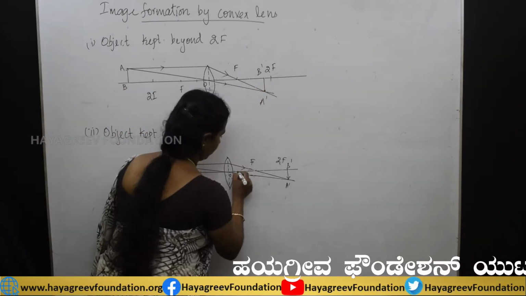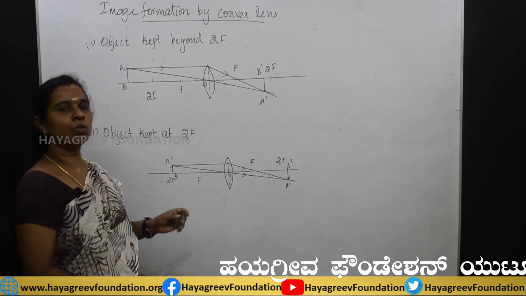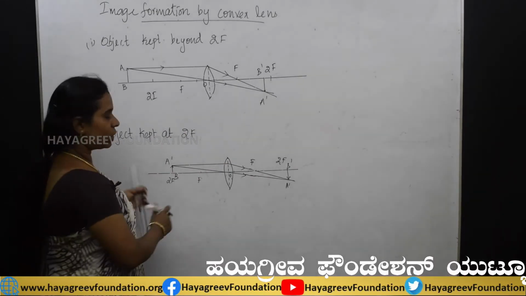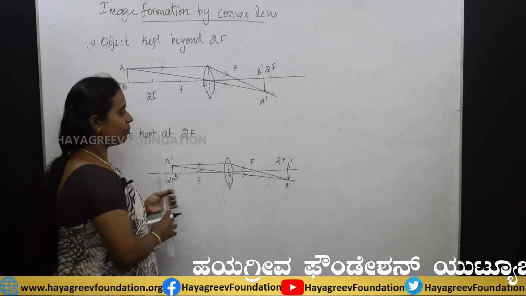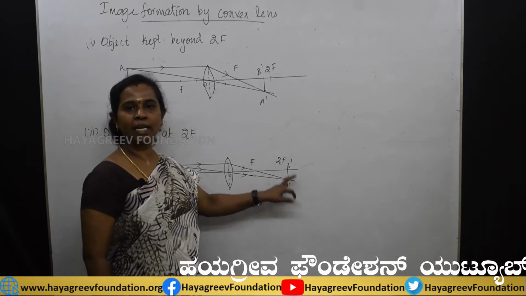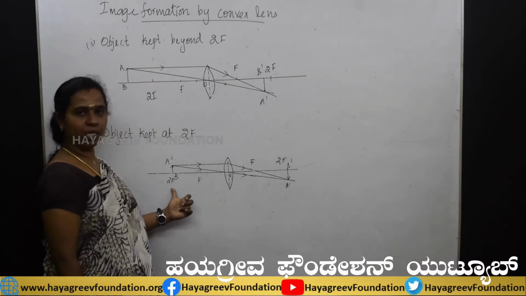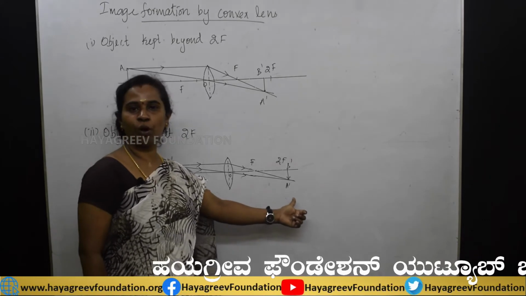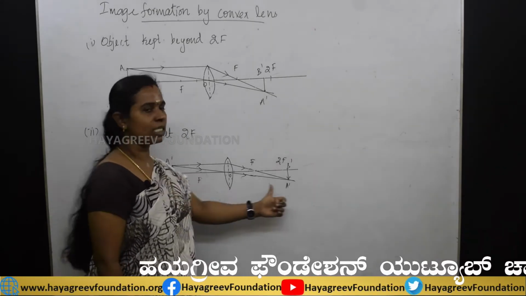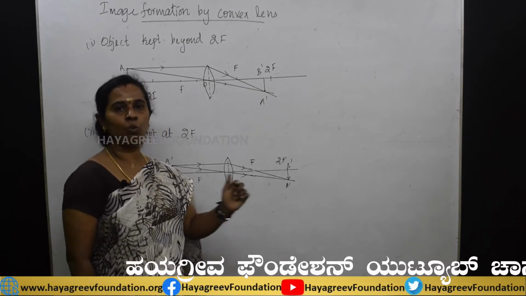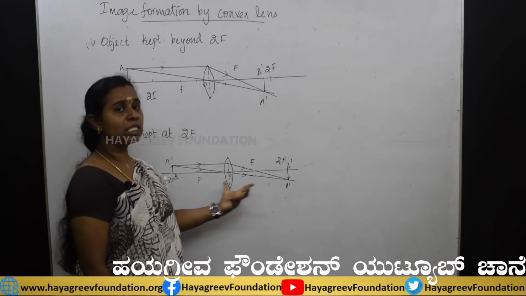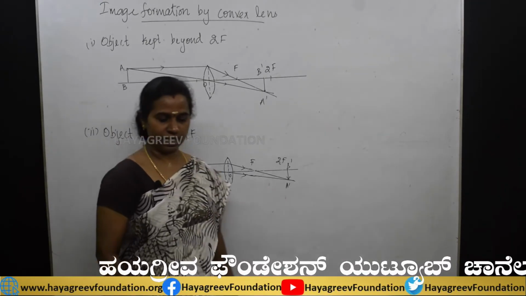Next, again I used the parallel ray and the ray of light passing through optic center. The refracted rays are also going to meet at 2f. If the object is kept at 2f, the image is also going to form at 2f. In this case the magnification of the lens is 1. Image distance is equal to object distance.